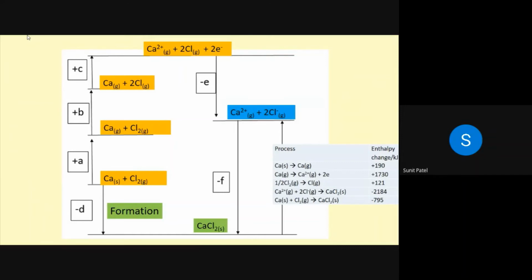Then we've got forming the compound now, in the ionic compound. There it is. So we were looking for X. And let's have a look. So let's pop the numbers in, 190. Then again, now we've got to be a bit careful here. Look what we've got for level B. If we look here, we've got starting with Cl2 goes to 2 moles of Cl. And if we look at the table, we've got half a mole going to Cl.